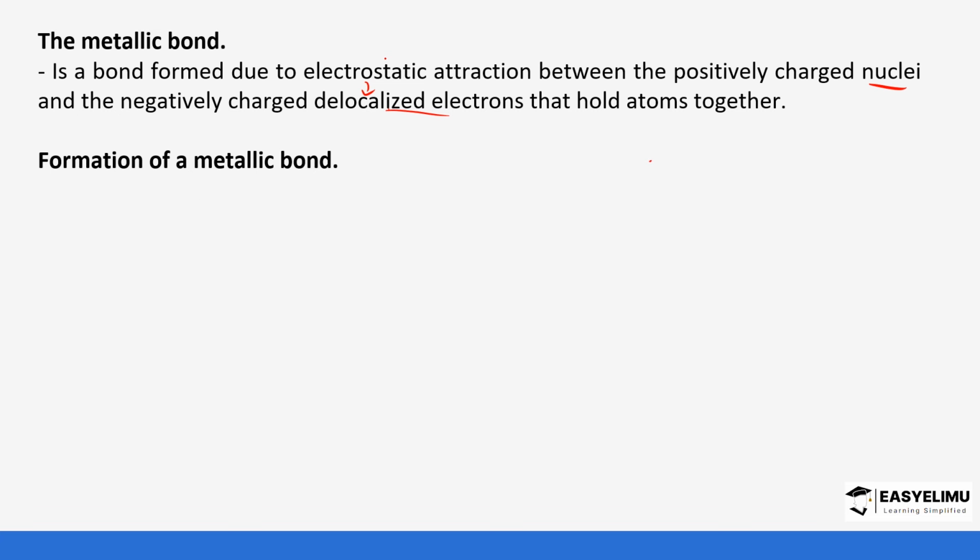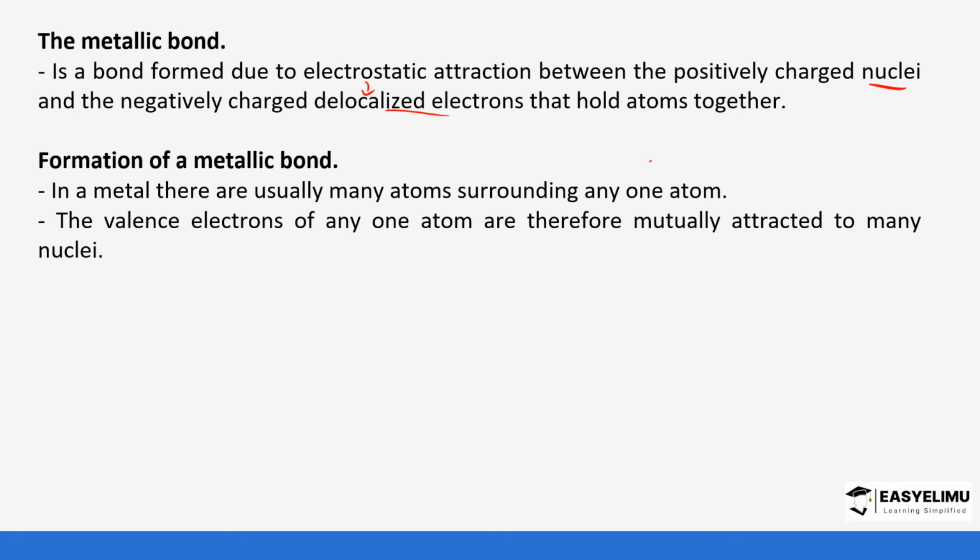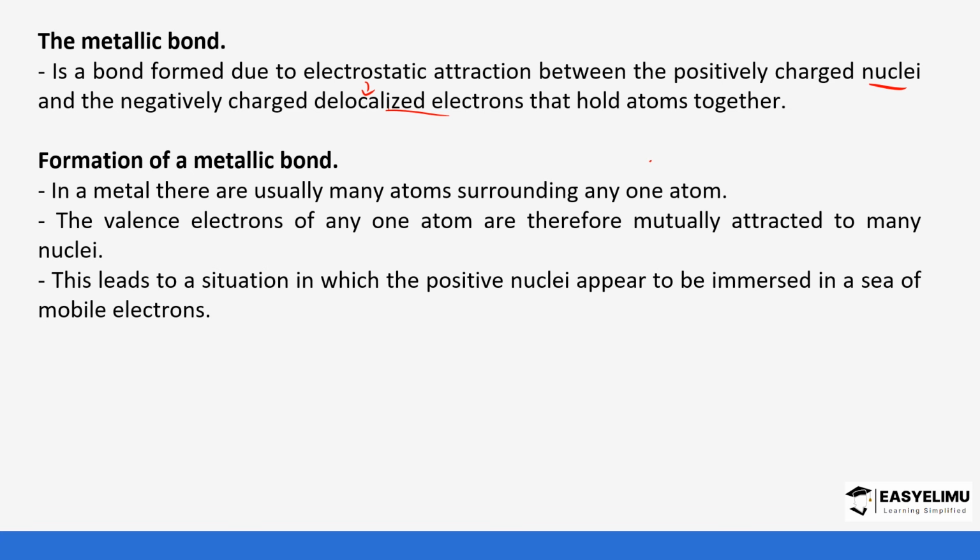So when a metallic bond is formed, it's usually formed between many atoms surrounding one atom. And what happens, because there are so many atoms, each of them is contributing a valence electron. So these valence electrons are usually attracted to the positive nucleus. So it behaves like the positive nuclei of different atoms are immersed in a sea of mobile electrons.